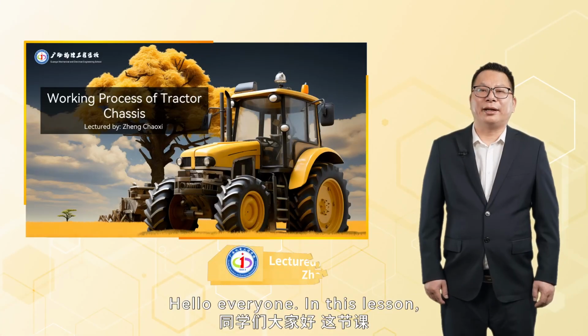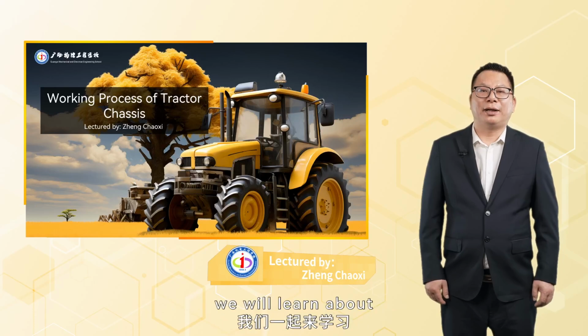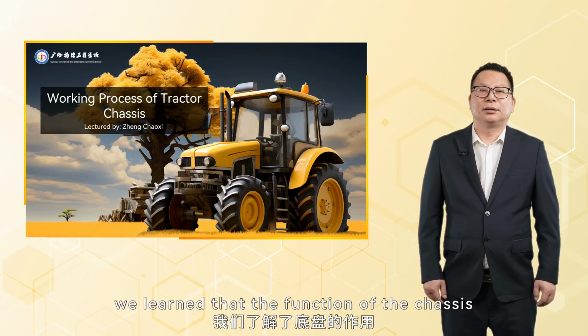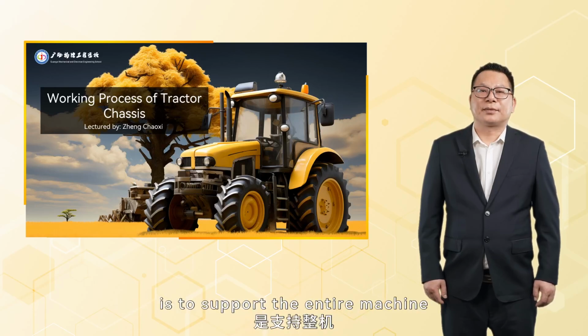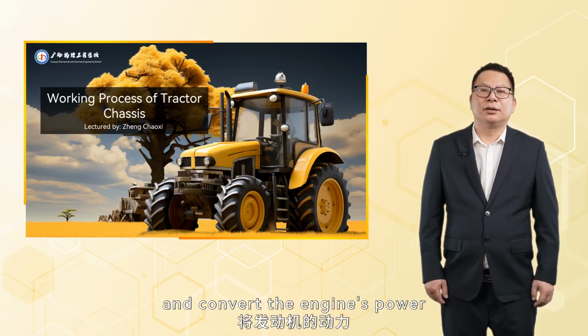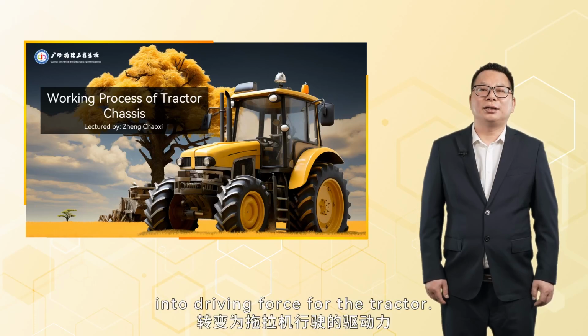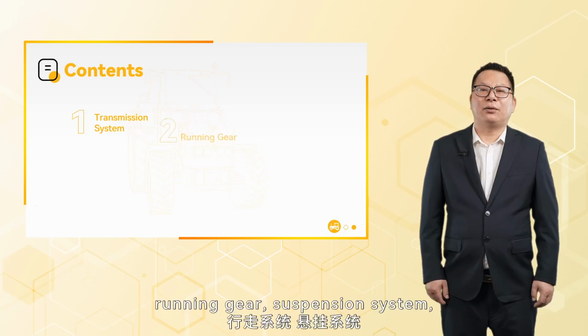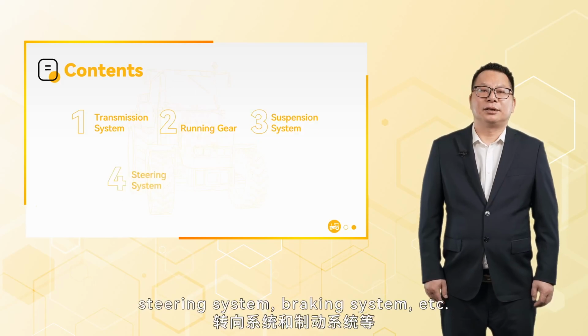Hello everyone. In this lesson, we will learn about the working process of the tractor chassis. In the last lesson, we learned that the function of the chassis is to support the entire machine and convert the engine's power into driving force for the tractor. The chassis includes the transmission system, running gear, suspension system, steering system, braking system, etc.